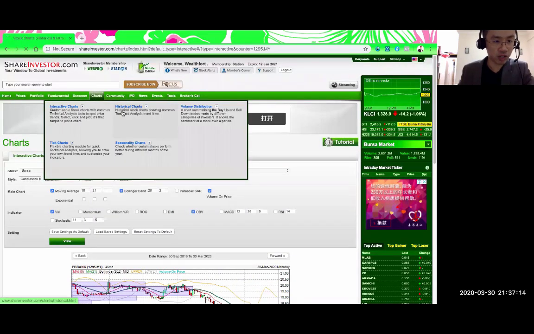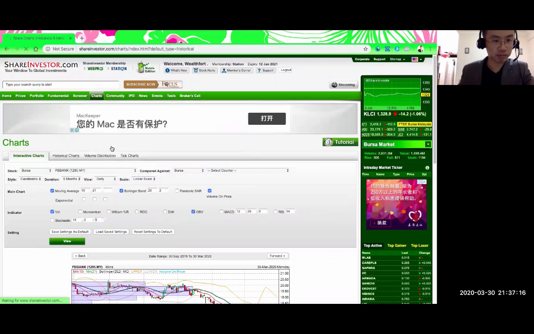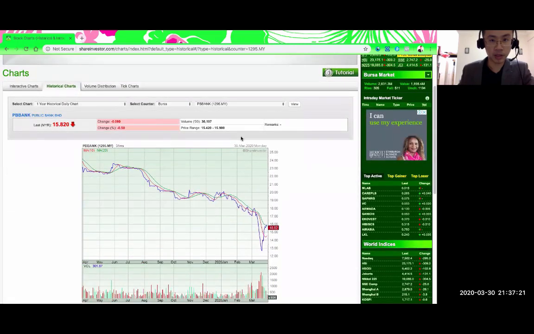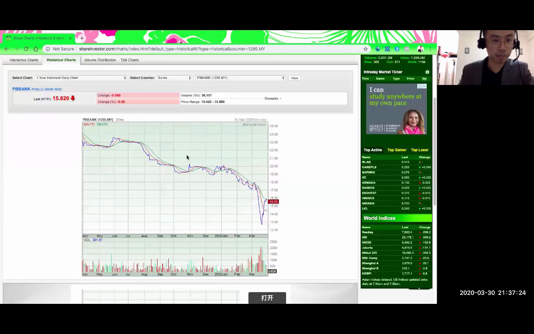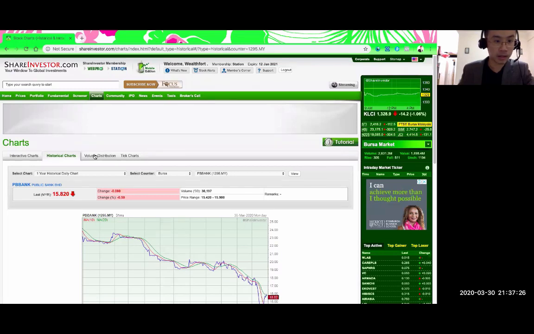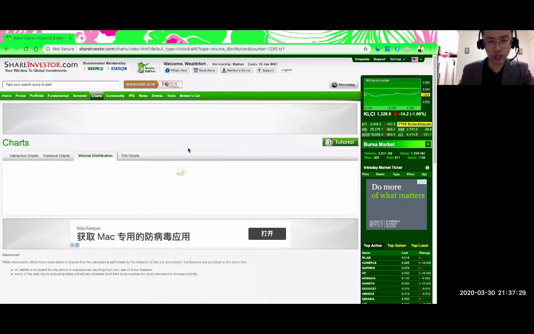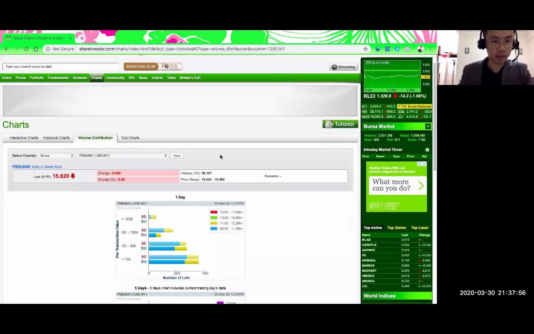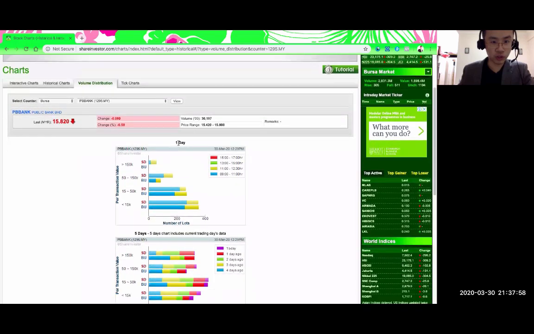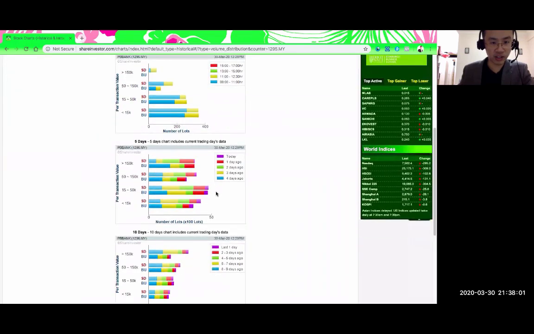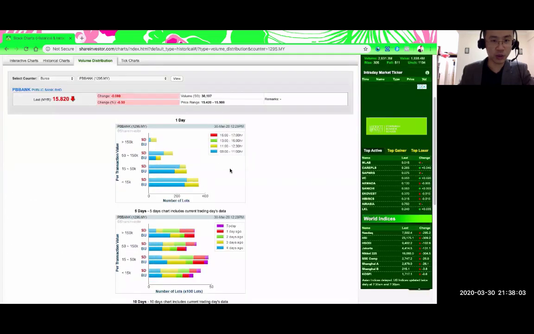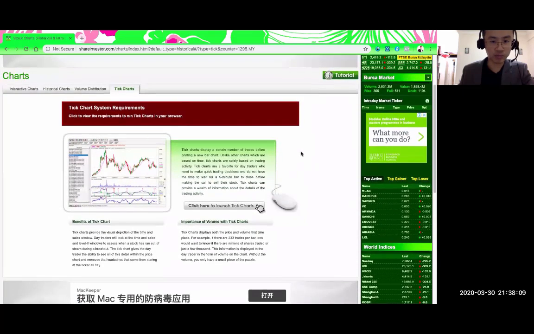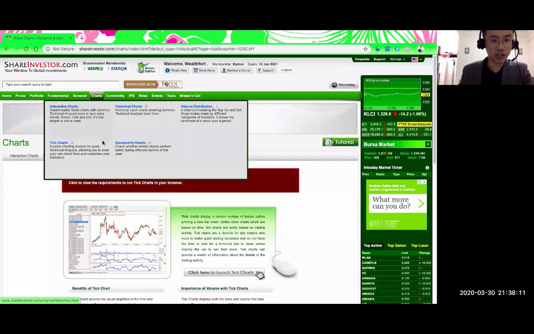Then you can go to the historical charts. Okay, you can see the Public Bank historical chart. Then you can see the Public Bank volume distribution, which I briefly showed you just now. This is the volume distribution chart for 1 day, for 5 days, for 10 days. So this is where you can find all this information. And the tick chart, I have never used it. So this is about charts.